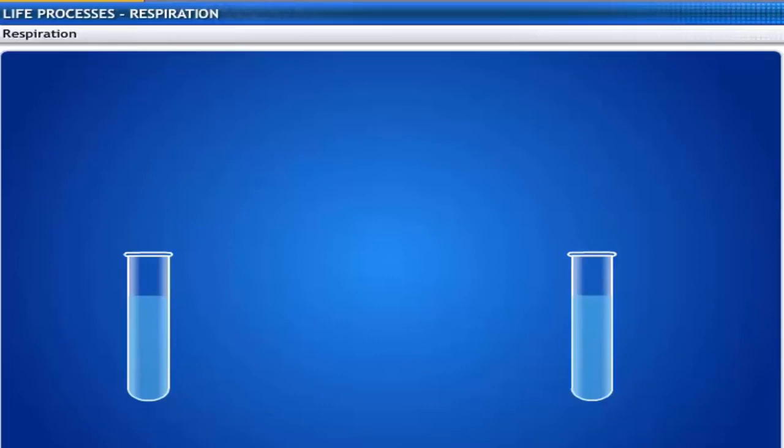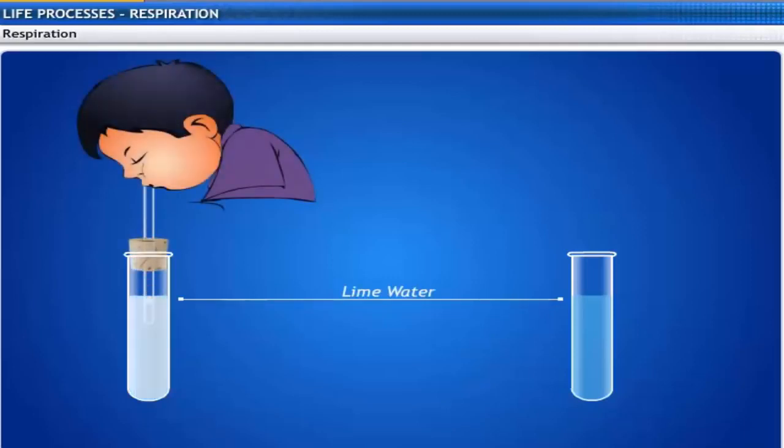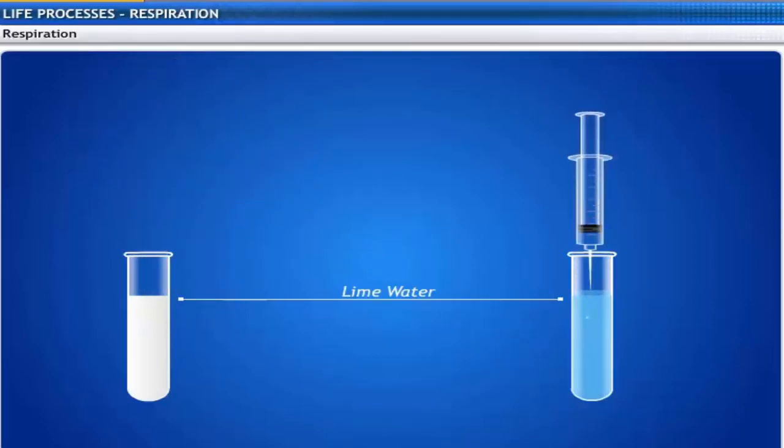Take 2 test tubes containing freshly prepared lime water. Blow air through the lime water in the first test tube. Use a syringe to pass air through the lime water in the second test tube.